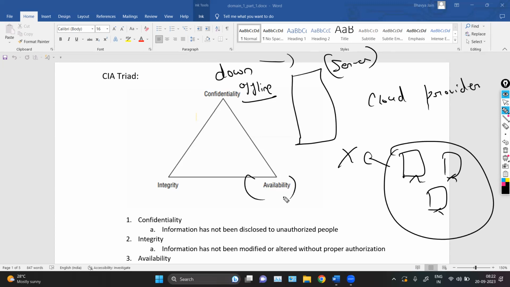Means your resources, whatever you are providing to your customers or consumers, and now that is no longer available. So this is totally the violation of availability, right? In this case, what we are ensuring in availability is that your data or whatever services you are providing should be available for everyone.